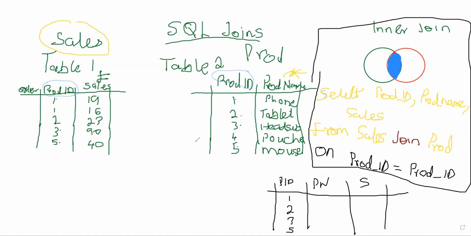Are you seeing? Is it making sense, guys? Yes. On the product name, which is here, we will have, which one is 1 here? Phone. 2 is what? Tablet. 3 is what? Headset. And 5 is what? Mouse.